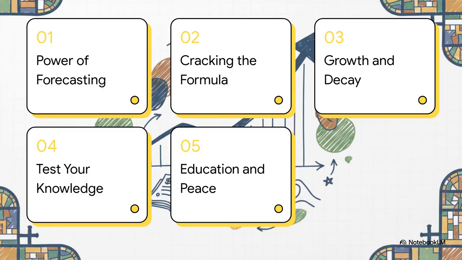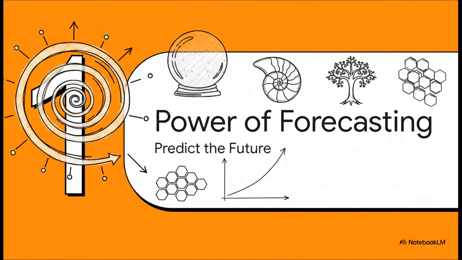Here is our roadmap for today. 1. The power of forecasting. 2. Cracking the exponential formula. 3. Real-world growth and decay. 4. Test your knowledge. And 5. Education, morality, and peace.